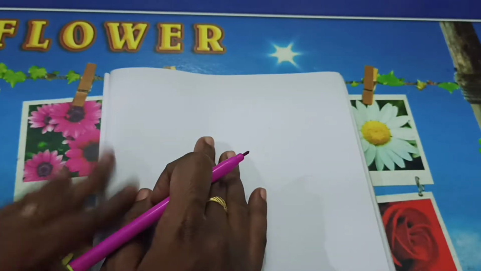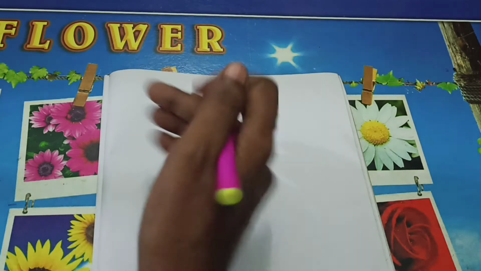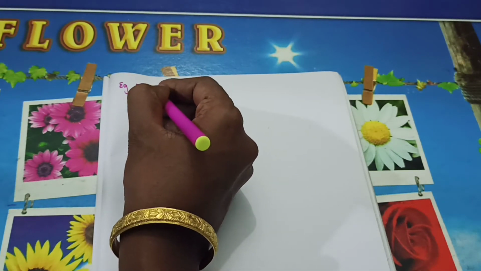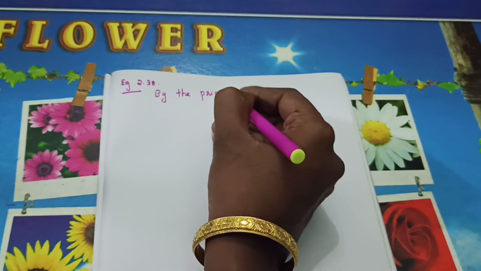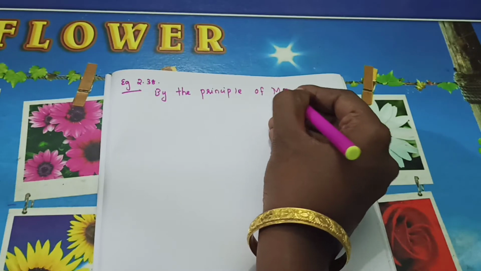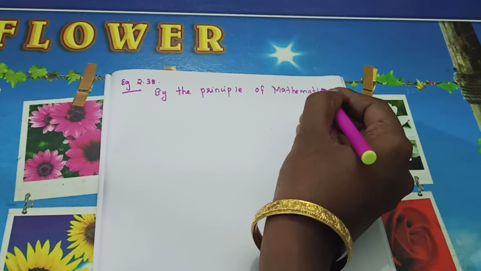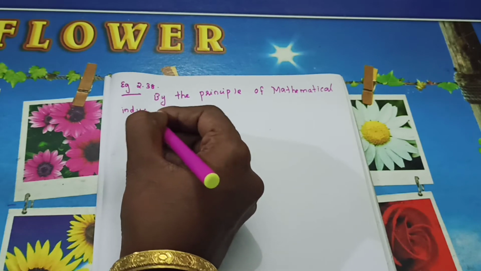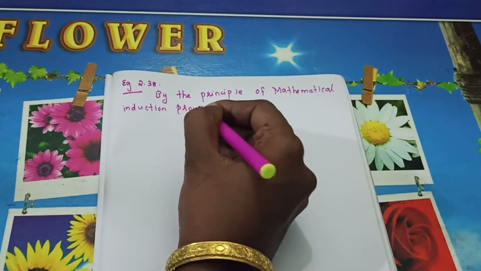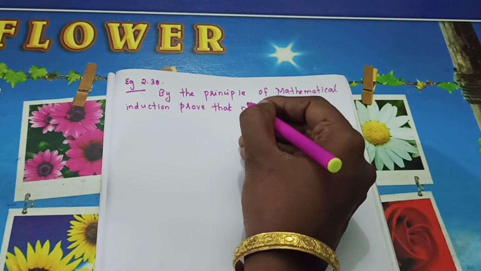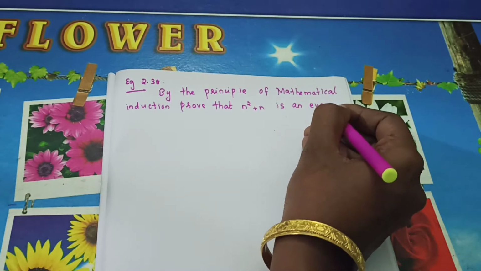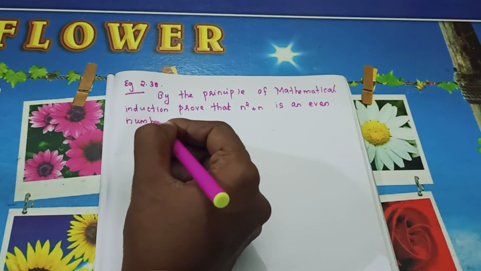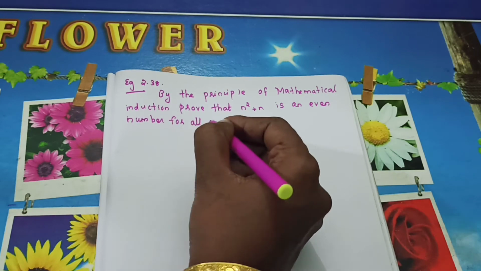Next question. Example 2.38. By principle of mathematical induction, prove that n square plus n is an even number for all n belongs to N.